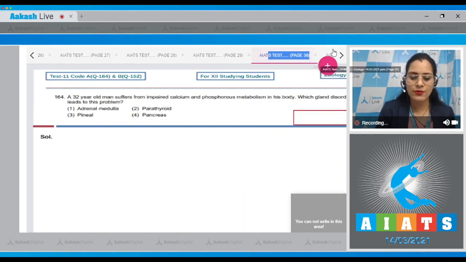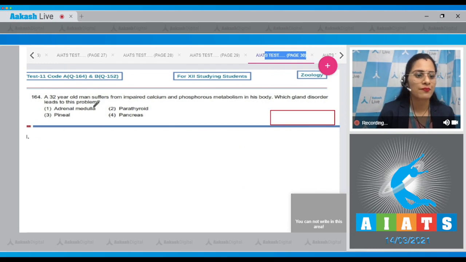Let's proceed to the next question, question number 164. A 32-year-old man suffers from impaired calcium and phosphorus metabolism in his body. Which gland disorder leads to this problem? Options are adrenal medulla, parathyroid, pineal, and the last option is pancreas.